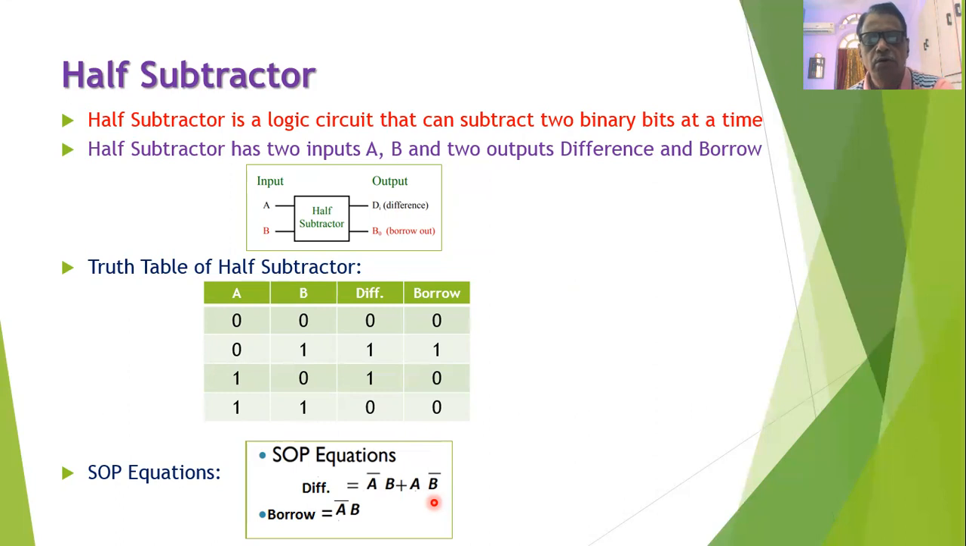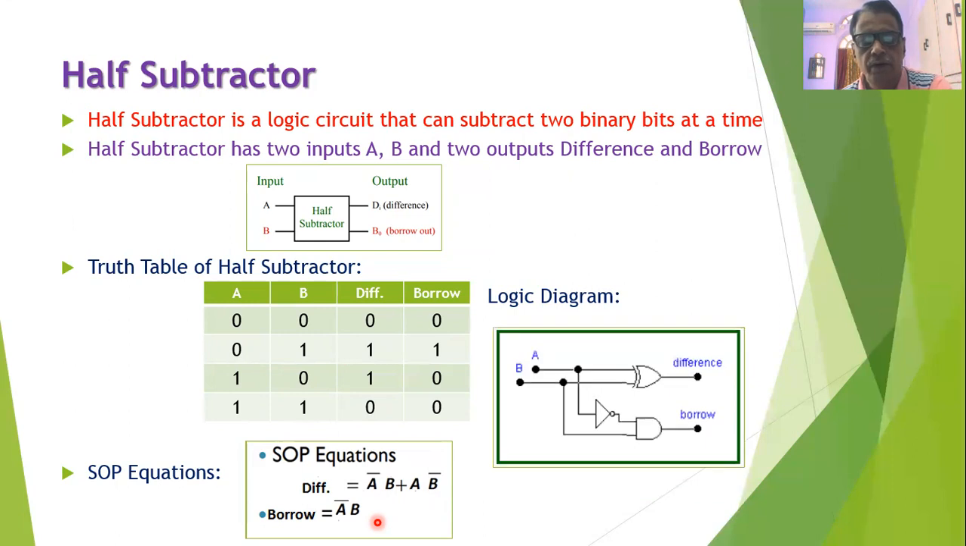In case of borrow, the borrow output is 1 only when A is equal to 0 and B is equal to 1. Therefore, this term can be represented as A bar B. Now, from these SOP equations, we can draw the logic circuit for the half subtractor. We know that the difference output is A bar B plus AB bar, but this is nothing but A XOR B. Therefore, by using one XOR gate, we can obtain the difference output. When A and B are applied to the XOR gate, its output will be the difference output.